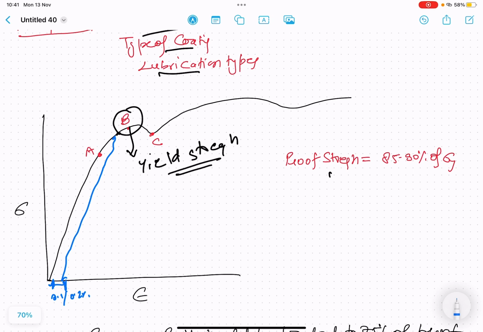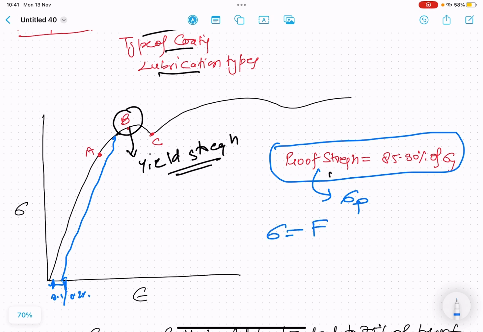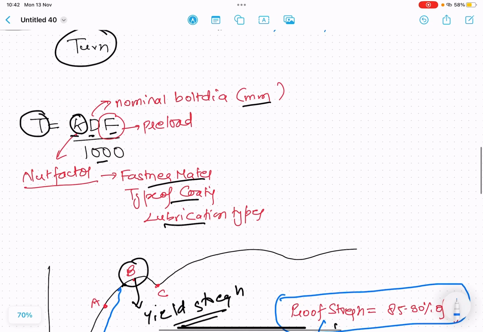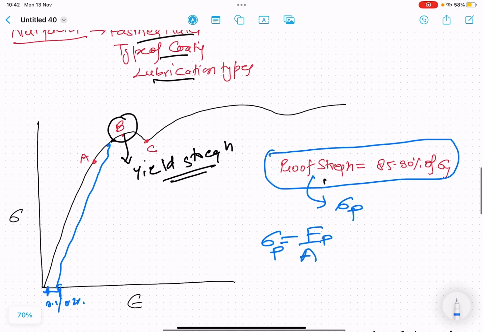Okay, so in this way the proof strength for the material can be easily identified. And this proof strength is generally 85 to 80% of the sigma y, because we are not able to identify the yield strength directly. So if the material is known, the sigma y is given, and from that you can easily identify the proof strength, that is sigma p. Now sigma is given by force over area. If you know sigma p, the proof strength, you have to calculate Fp, the force that is to be provided. So sigma p is equal to Fp over area.